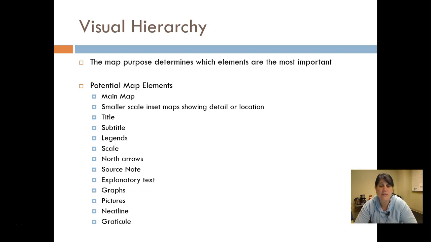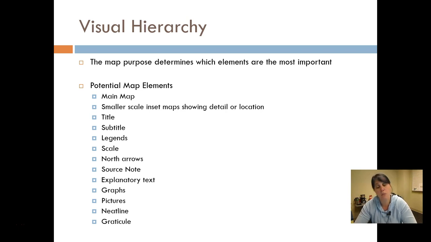The map purpose really determines what items are the most important. And sometimes it's not a map. I mean, in GIS, it's usually a map because that's kind of what we do. Like if we're just doing graphic design, let's say that we were making an infographic to show what jobs and salaries and so forth are available in the geospatial technology field. That obviously wouldn't be map information, that would be data information.